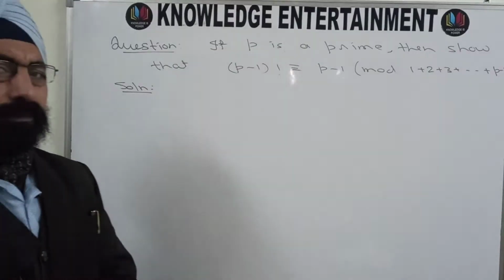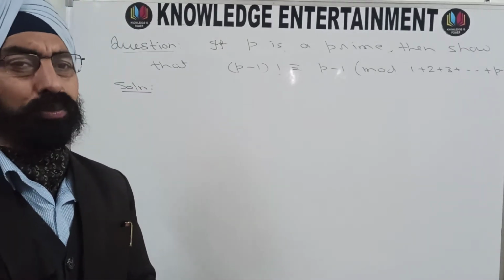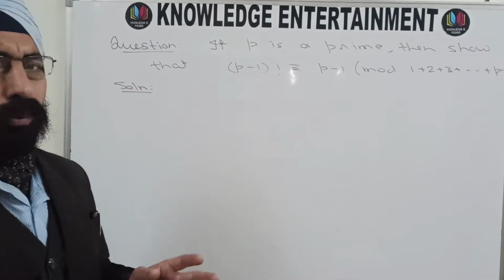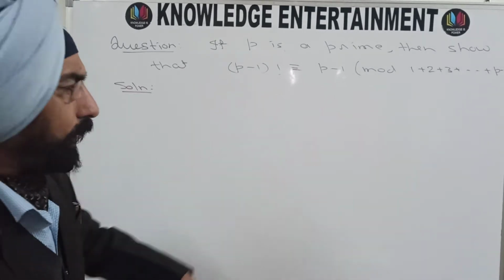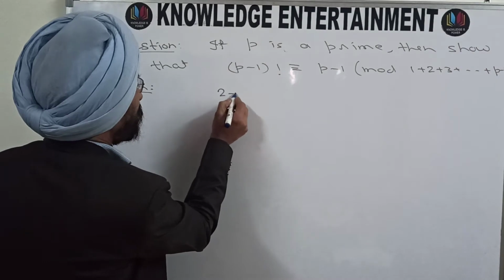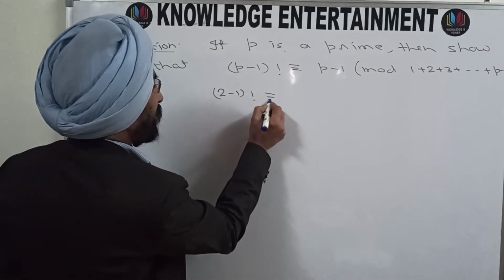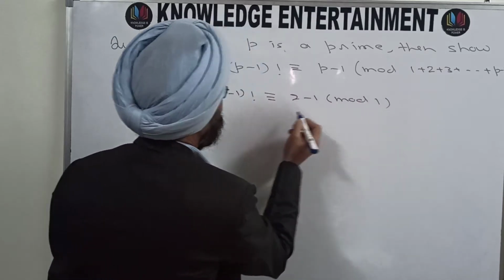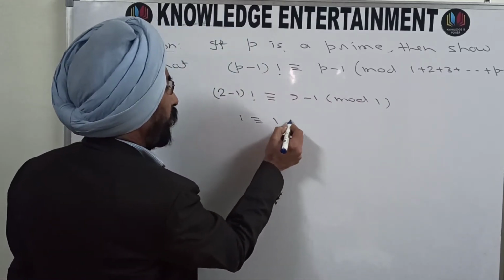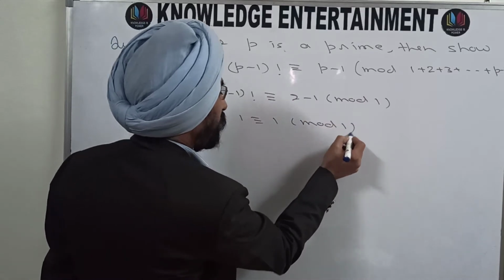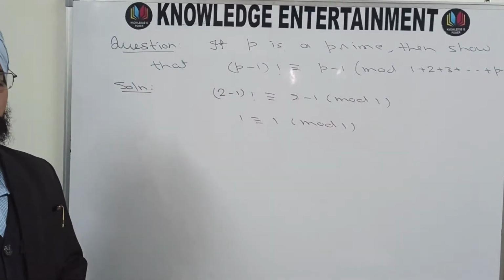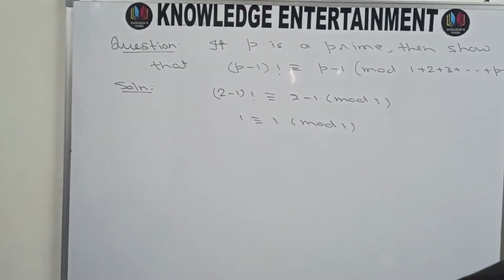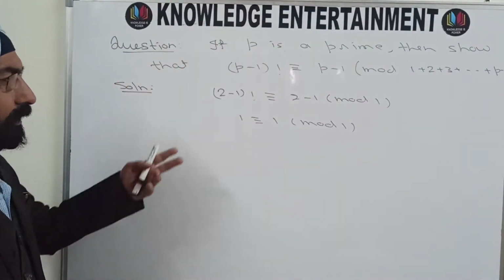Here P is a prime, and we know that there is a distinct type of prime, that is 2. So for 2 we will see that the result is obvious. Why? Because if you put 2 in this result, then (2 minus 1) factorial is congruent to 2 minus 1 modulo 1, and that means 1 is congruent to 1 modulo 1, which is obviously true. So there is no doubt for this result. And now we will see the rest of the cases.